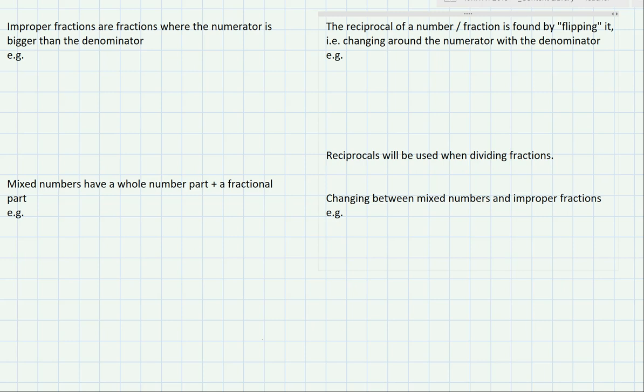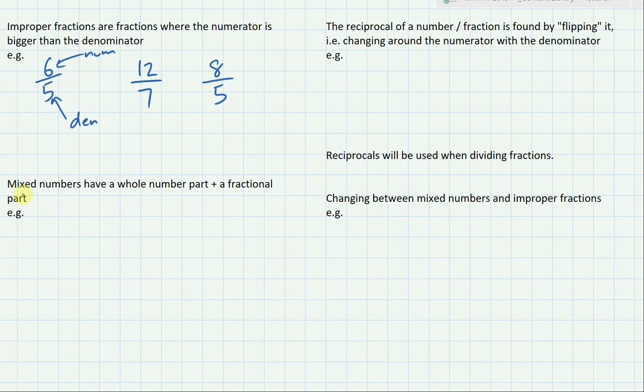So if we have something like 6/5, this is an improper fraction because the numerator is larger than the denominator. A couple more examples, you could have 12/7, you could have 8/5. So all these are improper fractions.